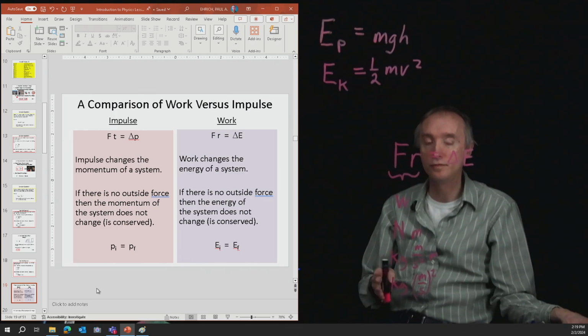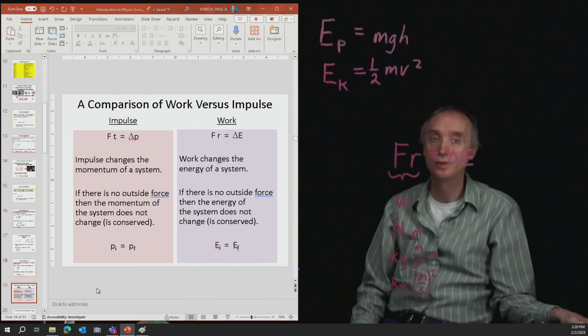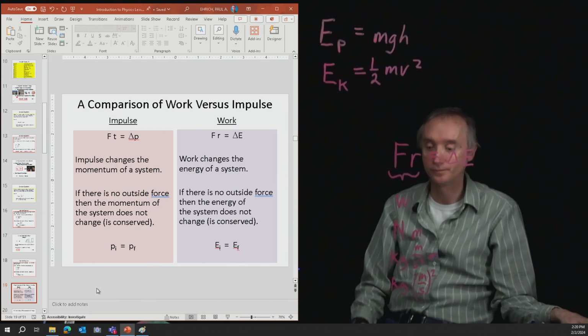So both of them involve force. It's just what do they do. When you multiply force times time, that changes the momentum of the system, and when you multiply it by r, that changes the energy of the system.